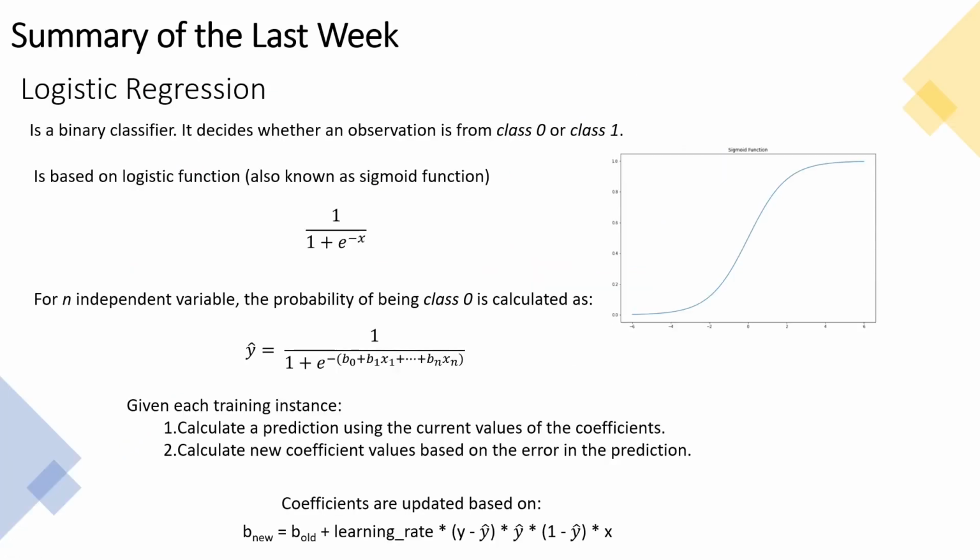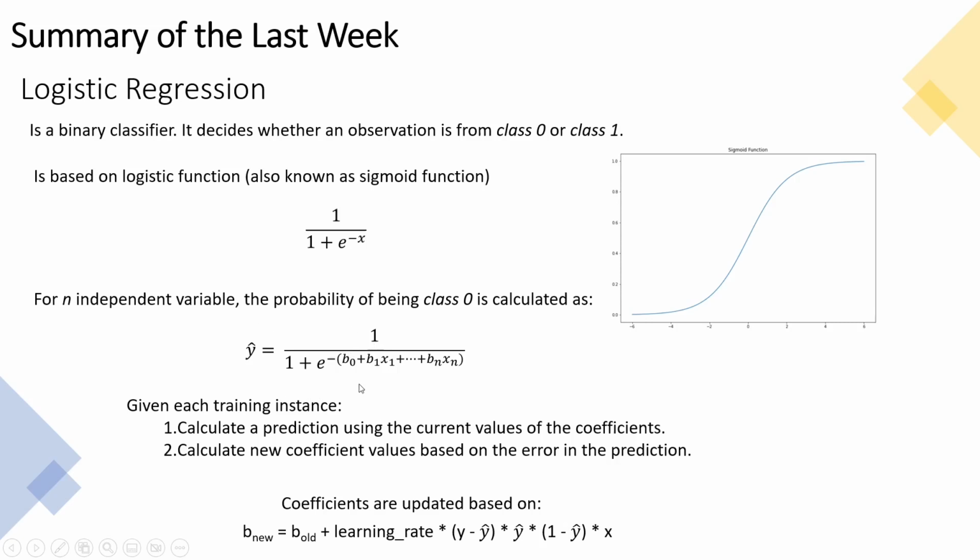So coming back to the logistic regression, we saw that that's a binary classifier. It decides whether an observation is from class 0 or class 1. That's based on the logistic function, also known as the sigmoid function, which is this equation. And that's called sigmoid function because of its shape, as you see here. That looks like an S shape, that's why it's called a sigmoid function. And we have seen for n independent variables, the probability of being class 0 is calculated with this equation.